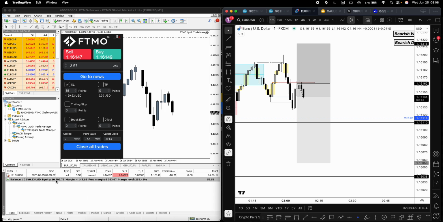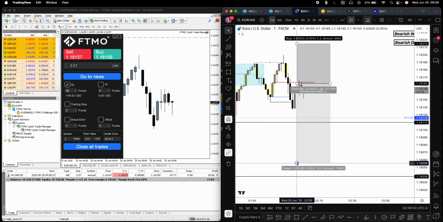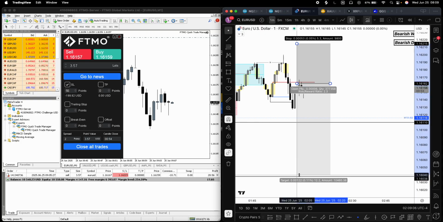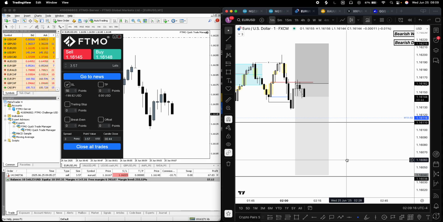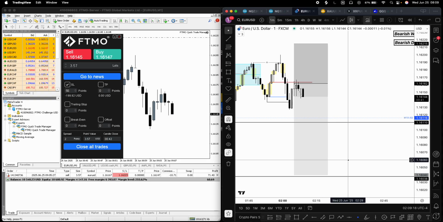So we want to get this to 11,000 basically. To get to 11,000, let's see. So we have, so it's 540. So 1,000 minus 540 is 460 divided by 200. So we need about 2.3 R. So if price can get to this level here, we would basically have passed the first stage of the evaluation. So far it's looking okay.